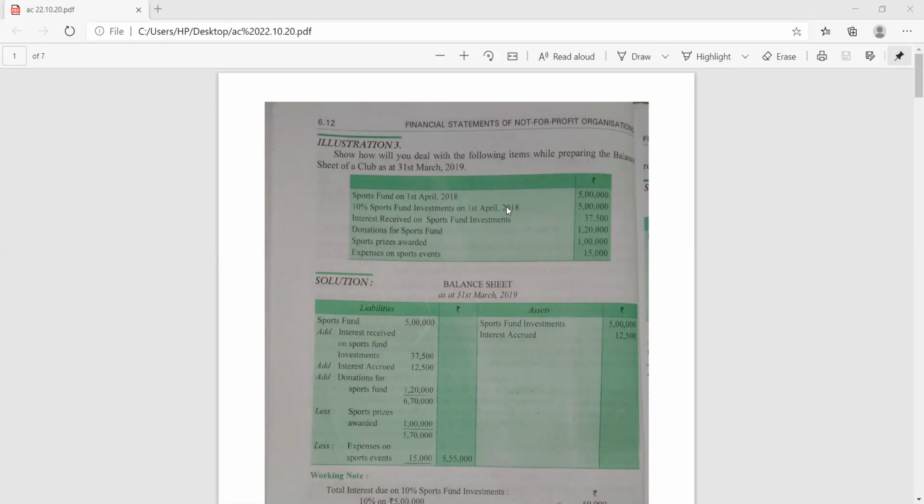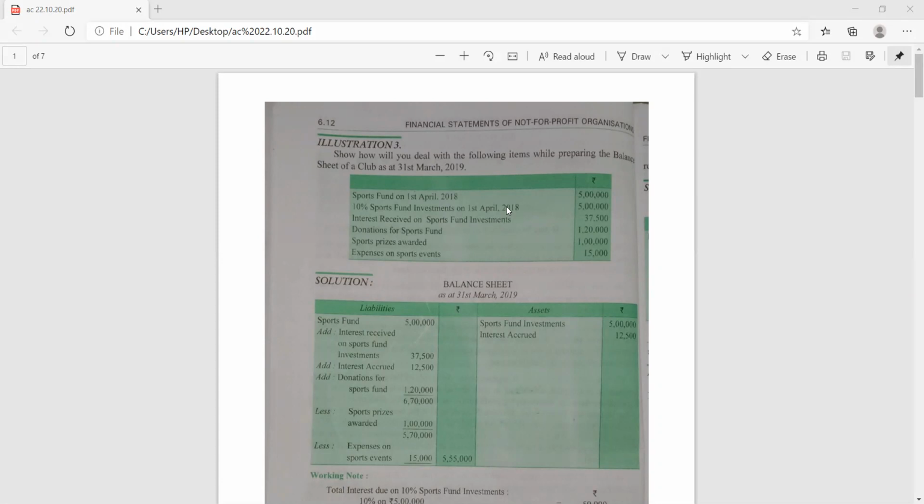Now, interest received on sports fund investment. Interest received is 37,500. Then donation for sports fund, 1,20,000. Sports prize awarded, meaning an award has been given as a sports prize, and expense on sports event.